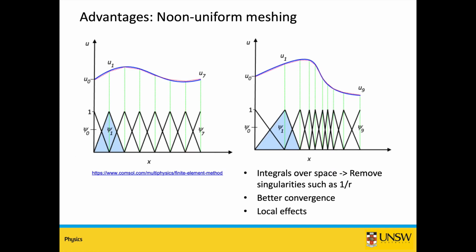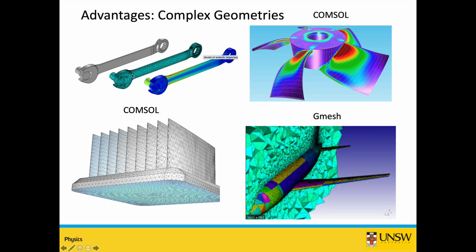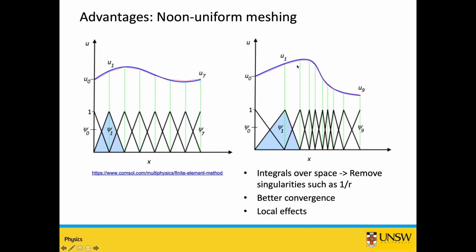And so why do we bother about finite element? What are some of the advantages? One advantage is the non-uniform meshing. For example, on the left side, you see that the basis functions are very regular, and they do a good job in representing the function u, which is also smooth. But what if u was varying rapidly in some regions of x? The situation is shown on the right side, where you see that the function varies very rapidly.